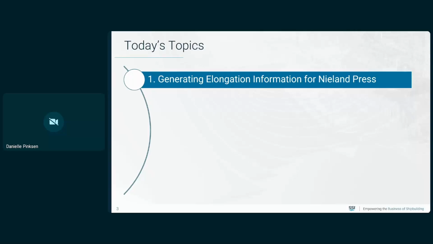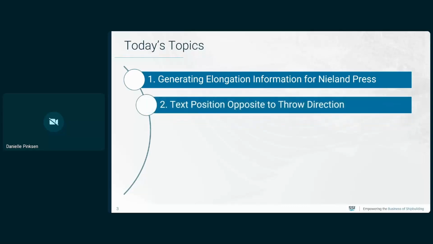We're going to get started first with generating elongation information for Neil and Press, which was included in the 2025 release of ShipConstructor. Text position opposite to throw direction, a small feature that makes a big difference, was included in the 2025 R1.1 release.